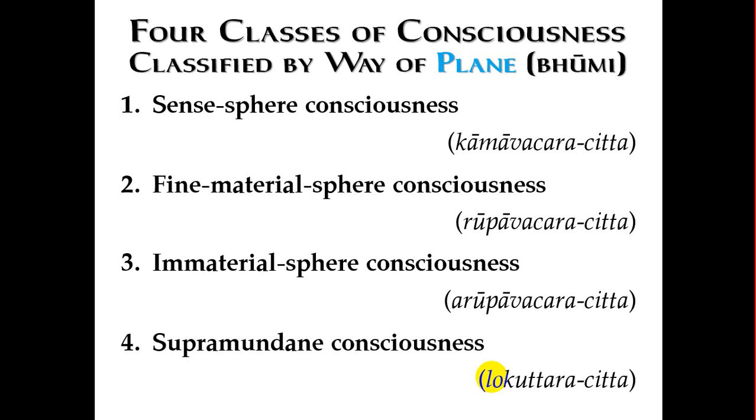So we are classifying cittas by way of planes or realms. We have 11 sense sphere realms, 16 fine material sphere realms, and 4 immaterial sphere realms. But for the supramundane consciousness, we don't have any realms. We will explain one by one. So we classify consciousness according to the plane.